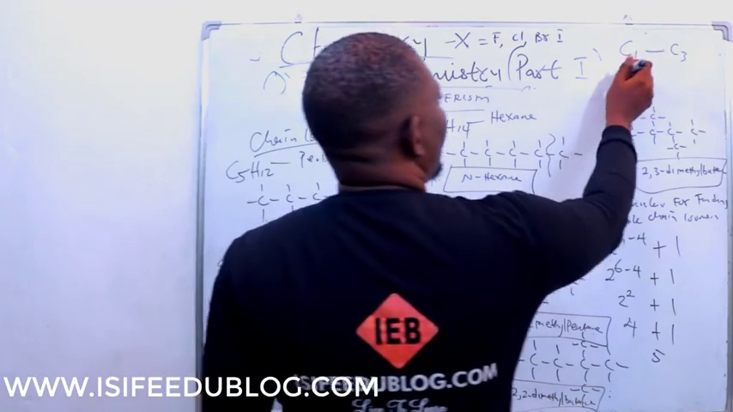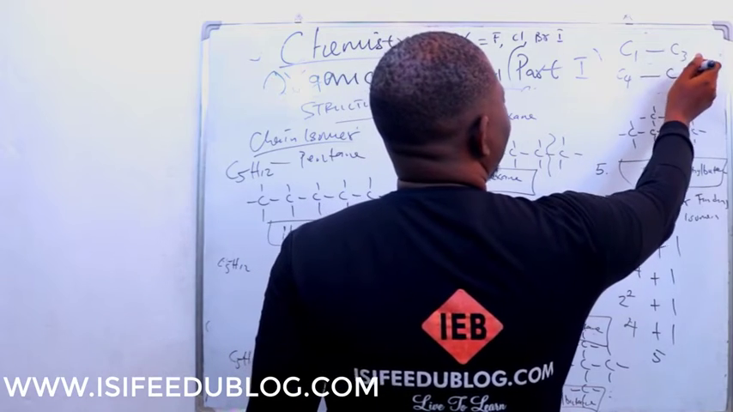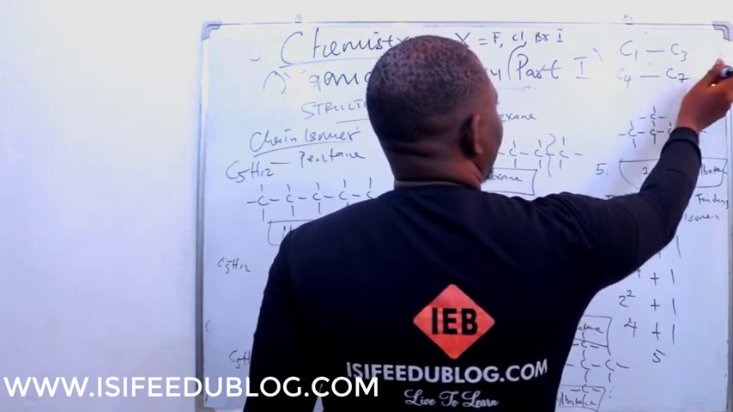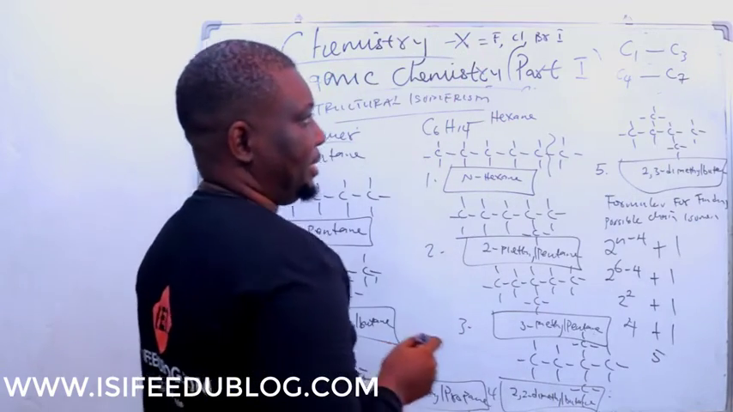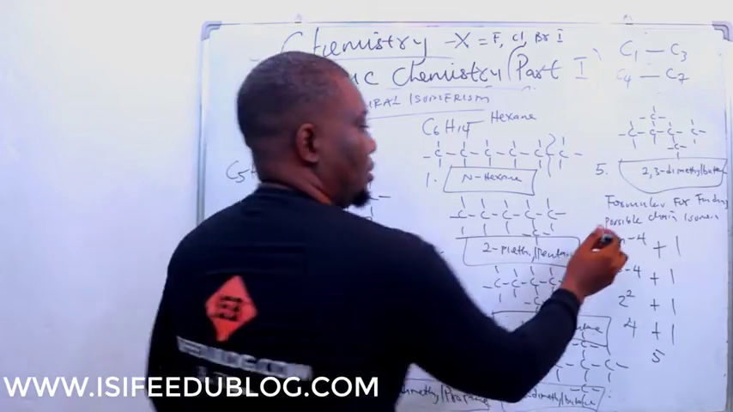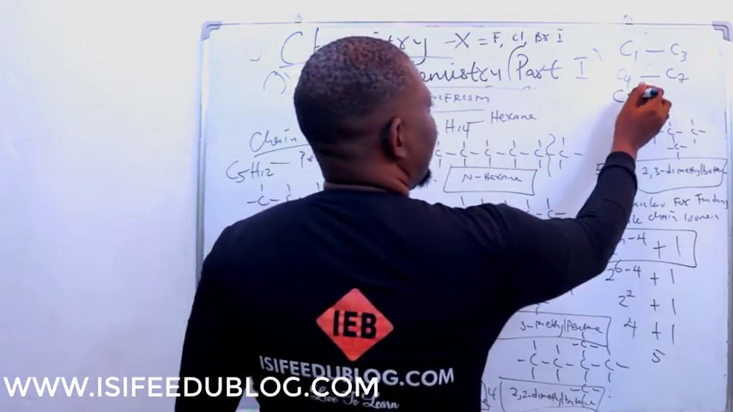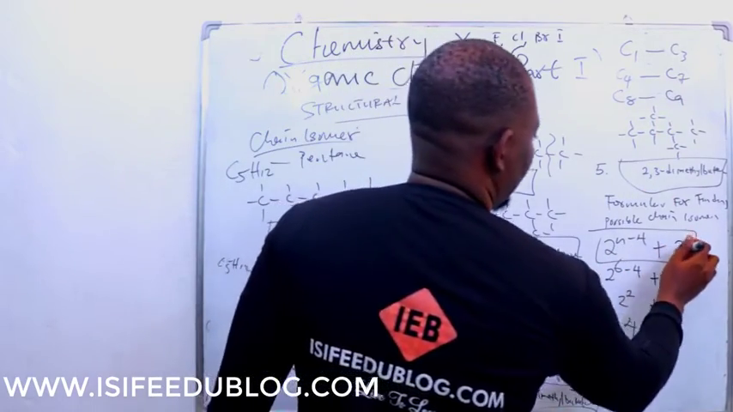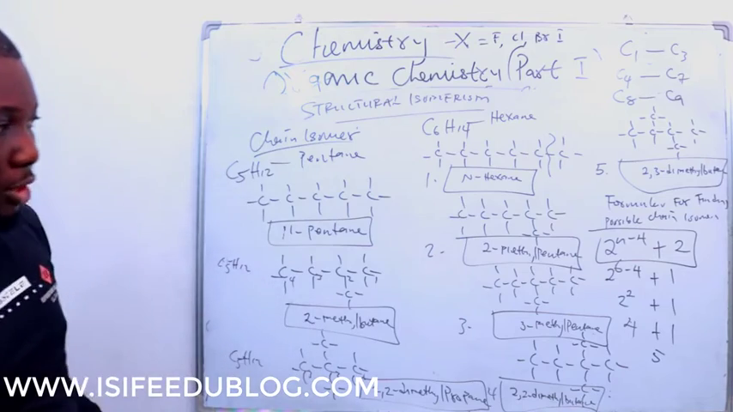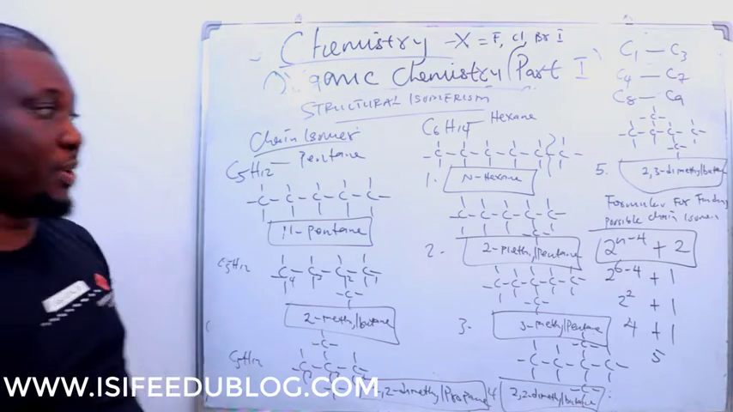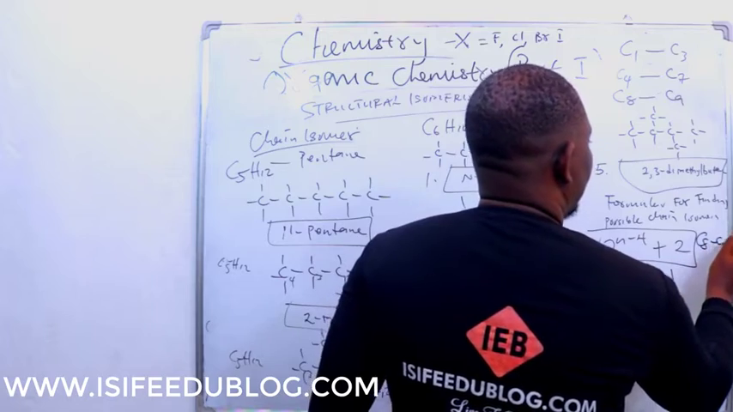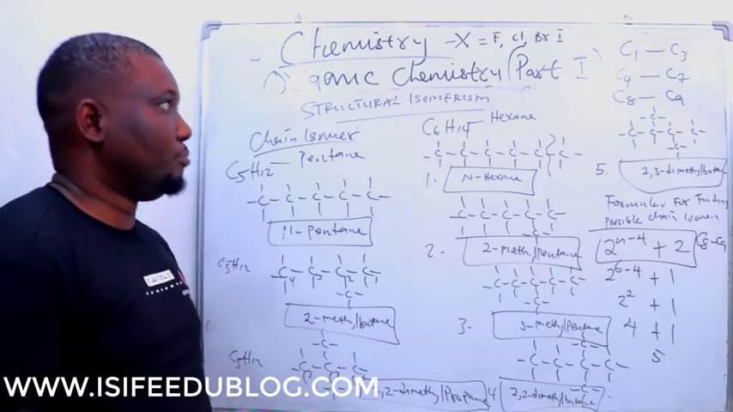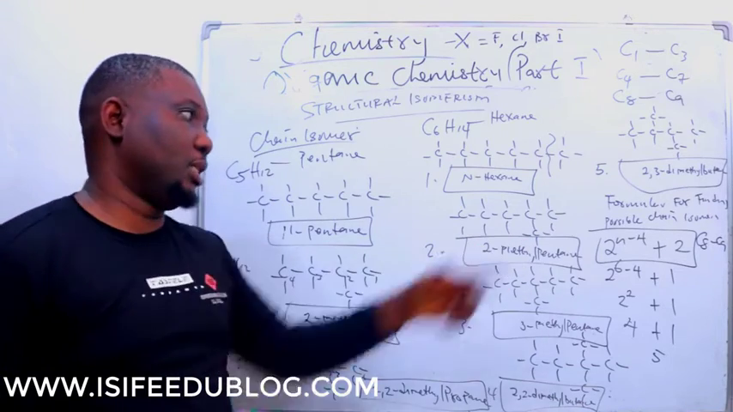But from C4 to C7, isomers can be obtained using this formula. Then from C8 to C9, isomers can be obtained using this formula. So you just change this part: 2 to the power n minus 4, plus 2. That is, the number of carbons is from C8 to C9. So that's how to use it. So from C4 down to C9 is where this formula applies.